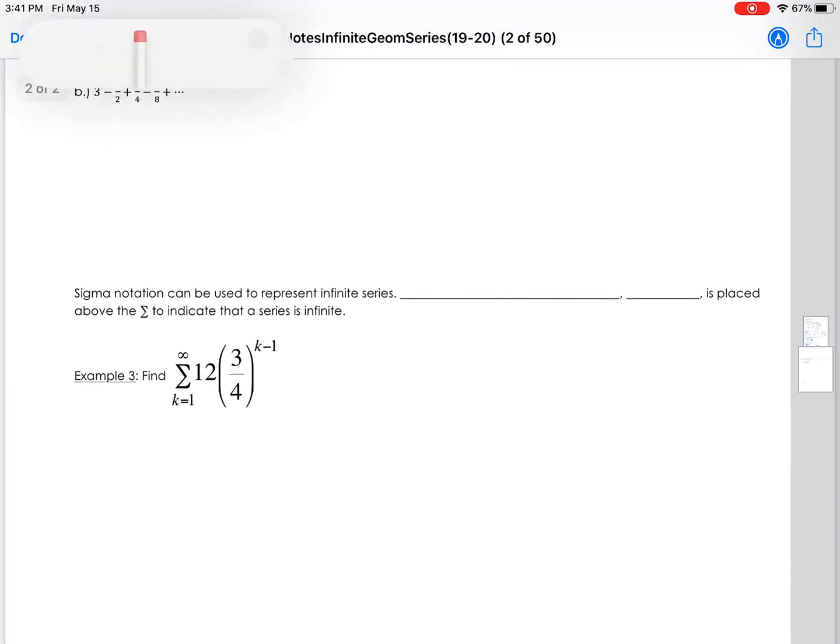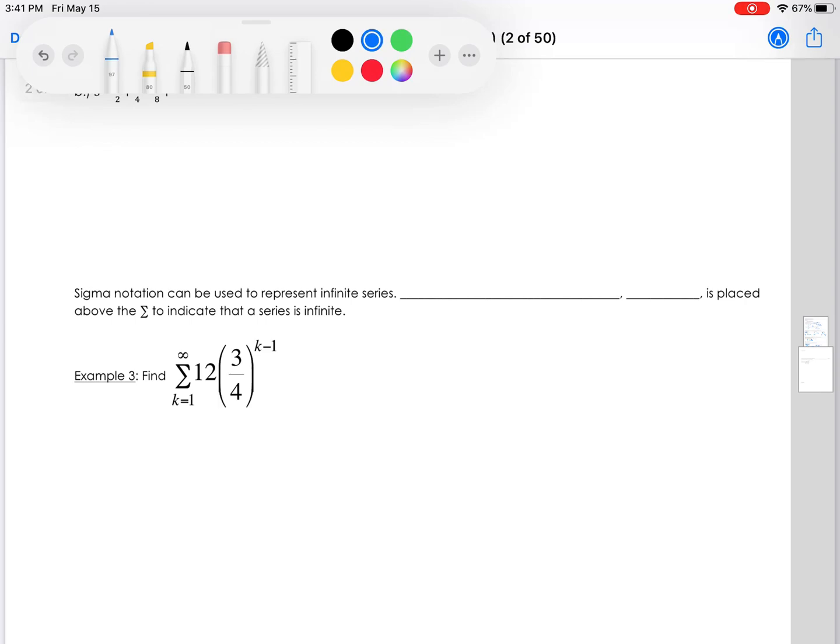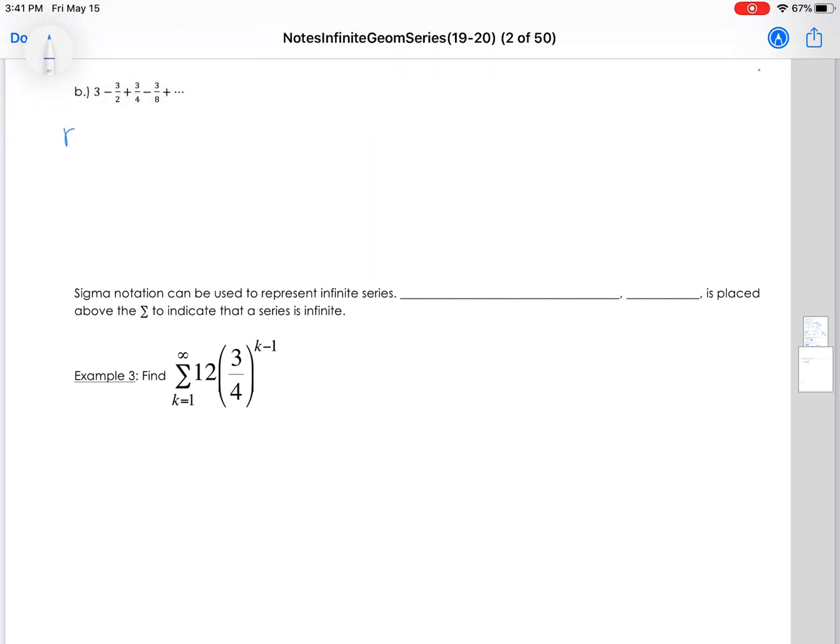All right, next one. Same set of directions. We're still focusing on identifying what the actual sum is. So we need our R value. We take our second term and put it over our first term. In this case, the extra fraction's in the numerator, so I'm going to move that guy down. So I end up with -3 over 6, which is -1/2.